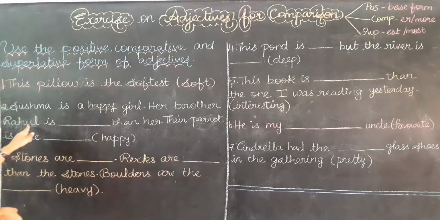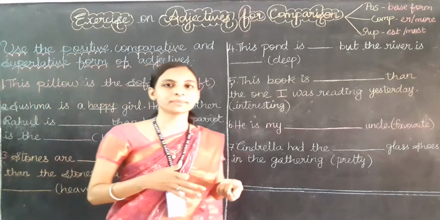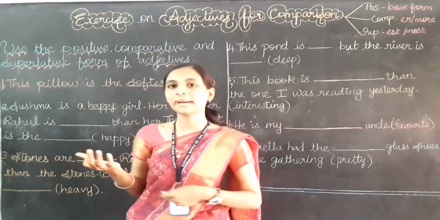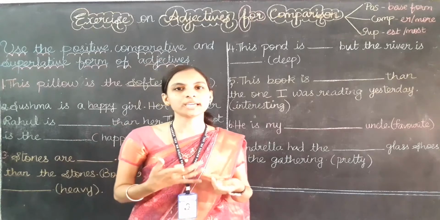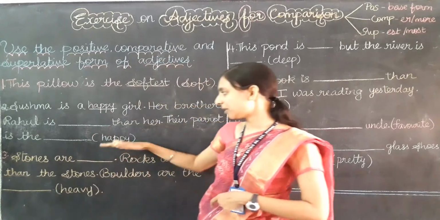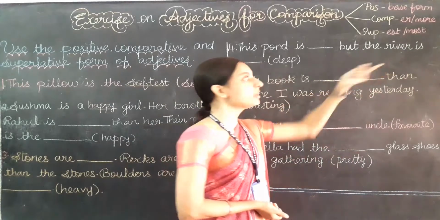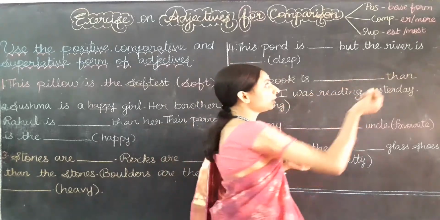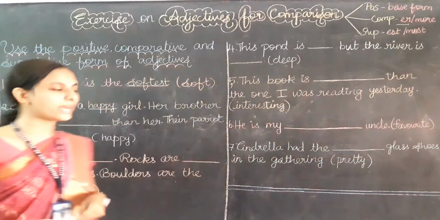Next, her brother Rahul is dash than her. Here they are comparing Sushma with her brother Rahul. So when we are comparing, we need to use comparative degree. So what changes we need to do for the adjective? Now find out the adjective, that is happy. Now happy is a small word. So when a word is small, which word we need to use? We need to add, yes, er only. So after the adjective we need to add er.